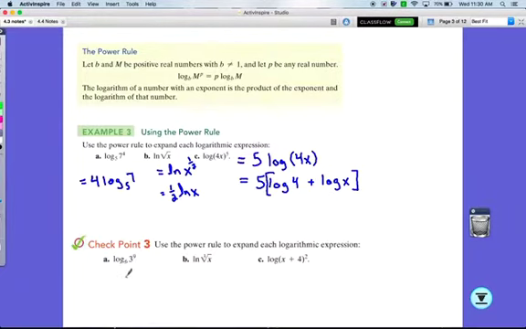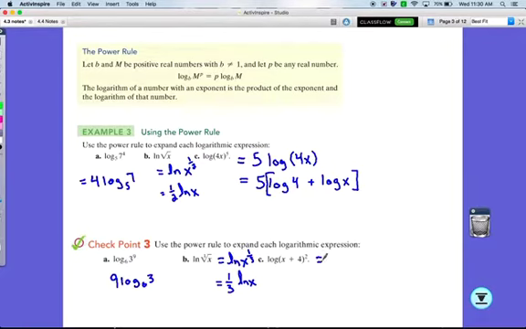All right, here we go. For A, we're going to bring the 9 out front. So 9 times the log base 6 of 3. For B, I could rewrite that as the natural log of x to the 1/3, because the cube root is the 1/3 power. And so in turn, I can use the power rule to write it out as 1/3 times the natural log of x.